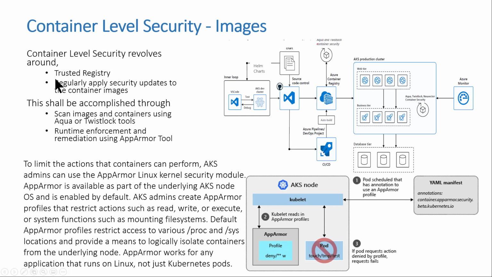So if you see here, the bullet point that we need to look into is the trusted registry, which should be Azure Container Registry, ACR, that we will be talking about again in the next few slides, and regularly apply the security updates to the container images. Why it is so important is that when the actual image was created, right, at that time it was healthy, it was good, it followed all the best practices.